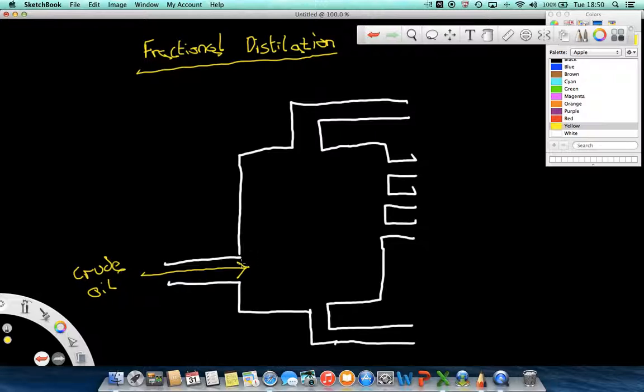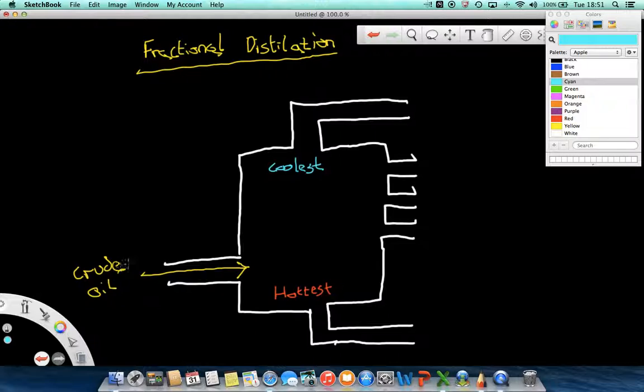This is called a fractionating column, and it's used to heat up crude oil to separate it into the different alkanes. So crude oil goes in here, and at the bottom it's heated up. So at the bottom of the fractionating column it is the hottest, and at the top it is at its coolest. So it's much cooler at the top of the fractionating column than it is at the bottom.